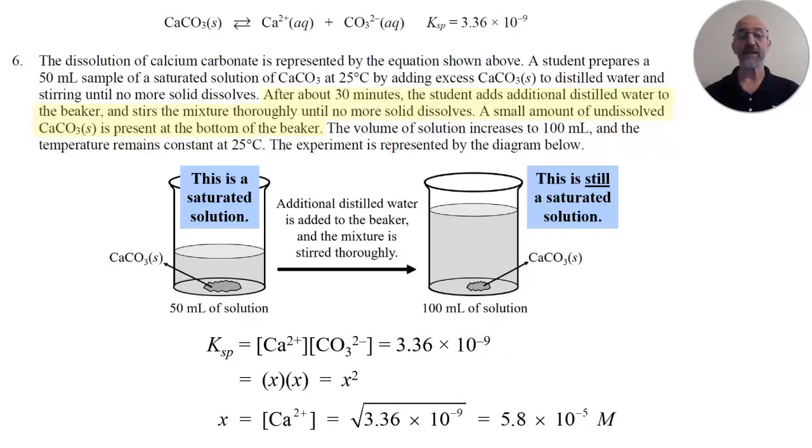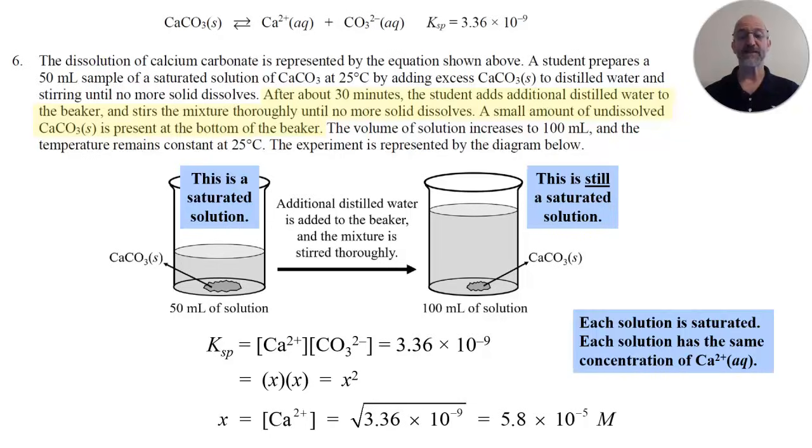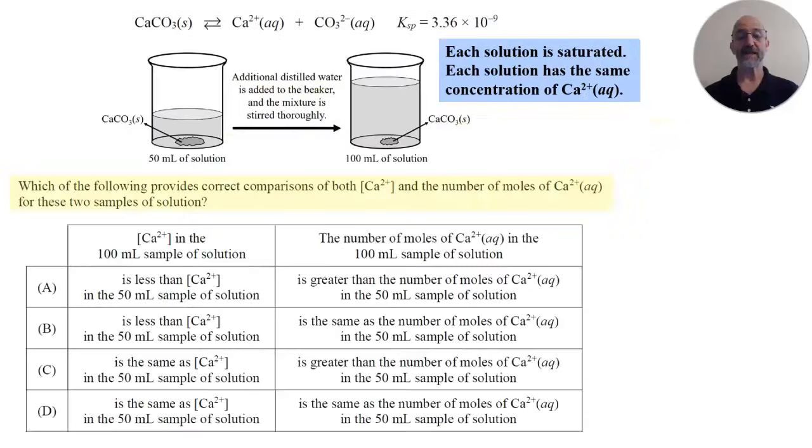And that's not only the concentration of calcium in the beaker on the left side of the diagram, it's also the concentration of calcium in the beaker on the right side of the diagram. So because each of these solutions, the 50 milliliter sample and the 100 milliliter sample, are saturated, each solution has the same concentration of calcium ions in it.